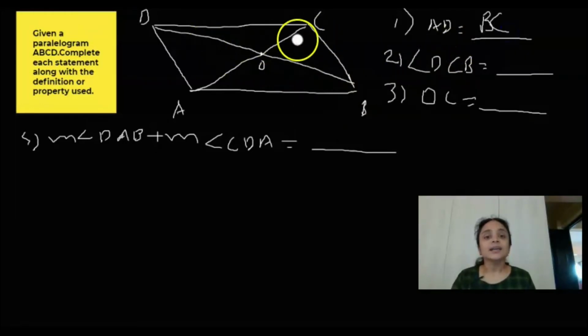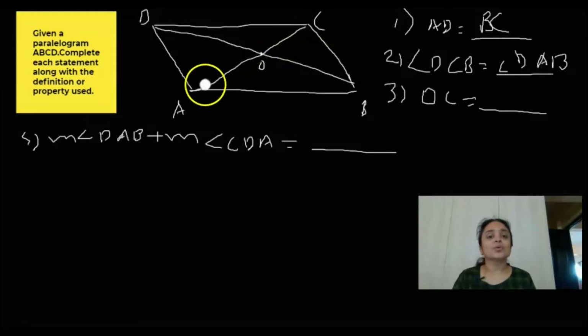Now, angle DCB is equal to angle DAB because in a parallelogram, opposite angles are equal. So, angle DCB is equal to angle DAB. And OC is equal to OA because in a parallelogram, diagonals bisect each other. So, this diagonal will be cut into half by this diagonal. So, OA will be equal to OC.